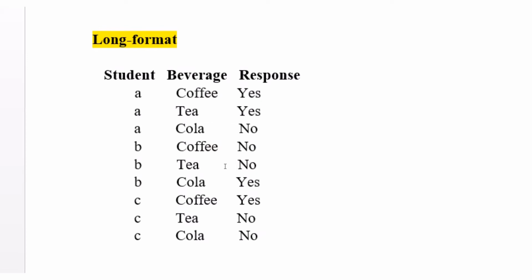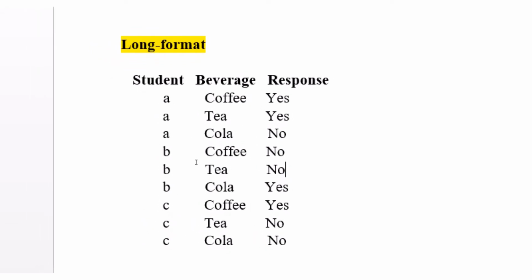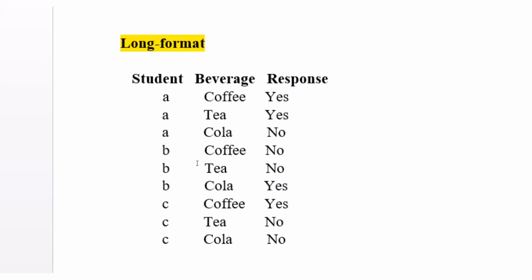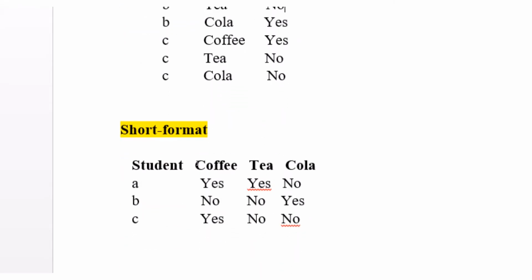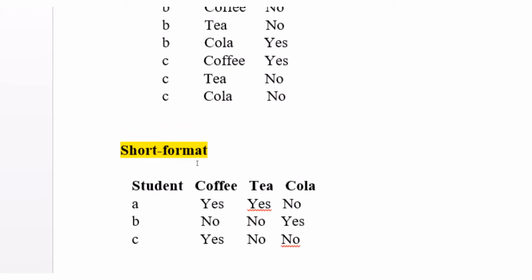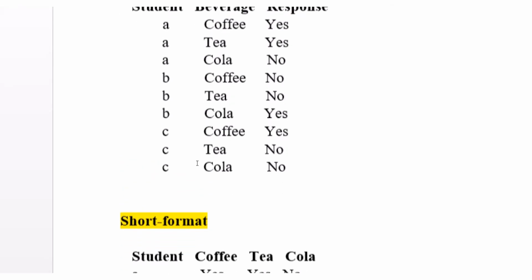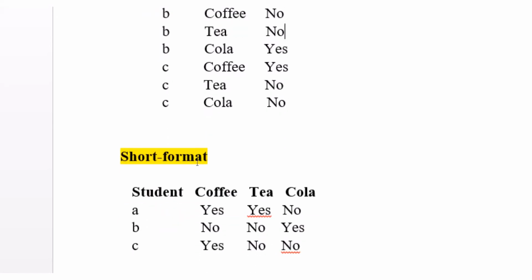So in the long format, we have the column for the individual, and then in this case our independent variable is the beverage, and then the response variable is the student's choice or taste, yes or no for each. In the wide format, we simply spread the independent variable of our choice, which in this case is the beverage, and then the response variable goes into the background.